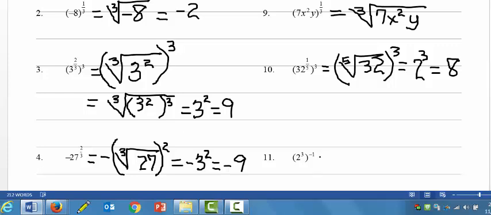2 cubed to the negative 1 is 2 to the 3 times negative 1 power, which is 2 to the negative 3, which is 1 over 2 cubed, which is 1 over 8.